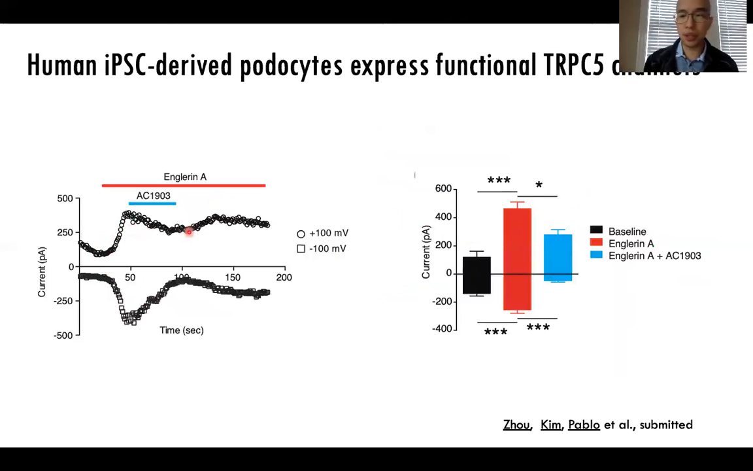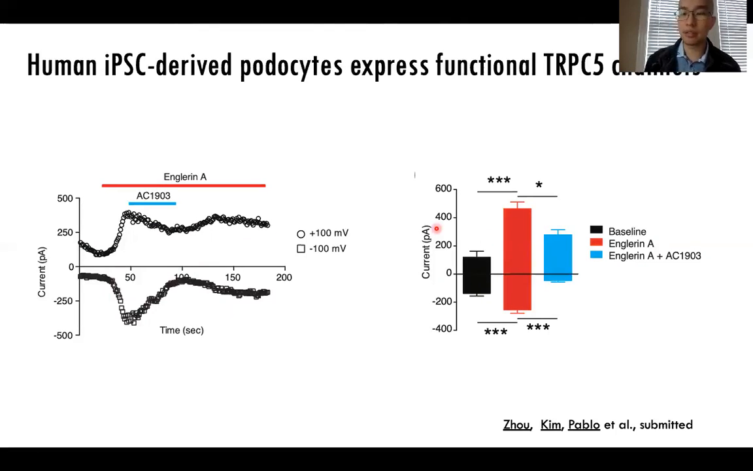So here I'm just showing you another current diary plot, just tracking current magnitudes over time. You see this is baseline in these stem cell derived podocytes. You add englerin, and we get that doubly rectifying current that is inhibited by application of AC1903. And when we stop application of AC1903, we are able to restore those current magnitudes. And this is just statistical analysis looking at a population of these podocytes.